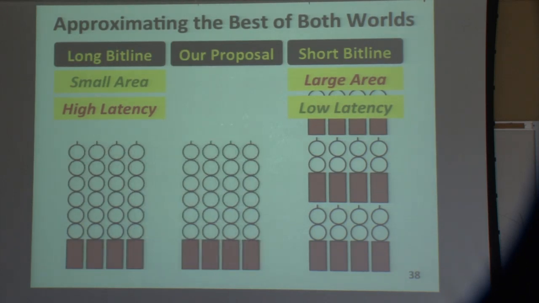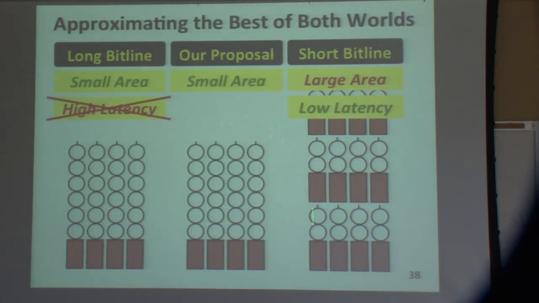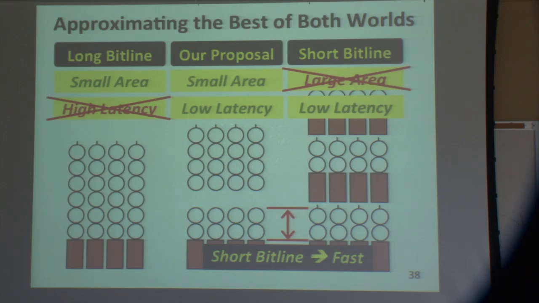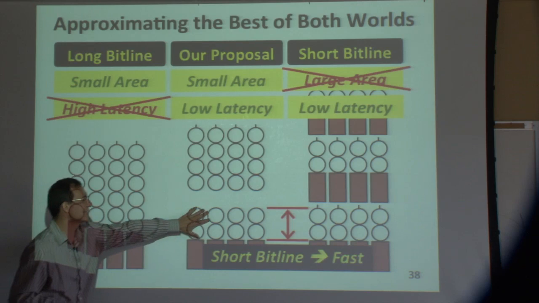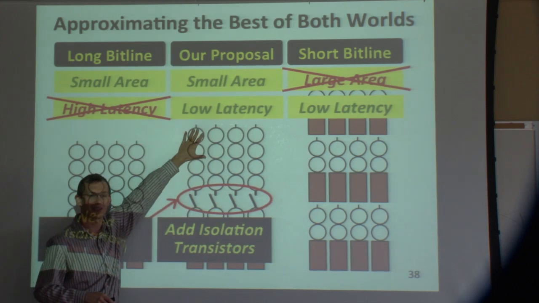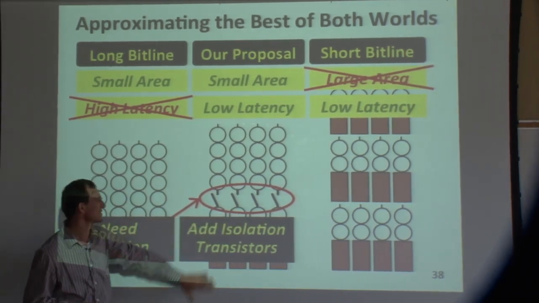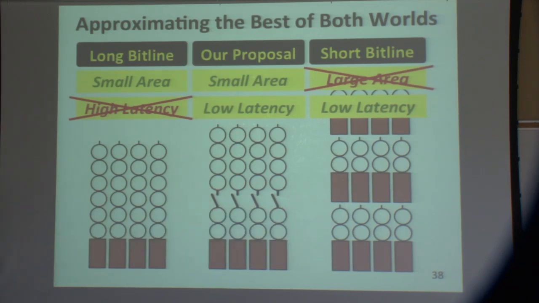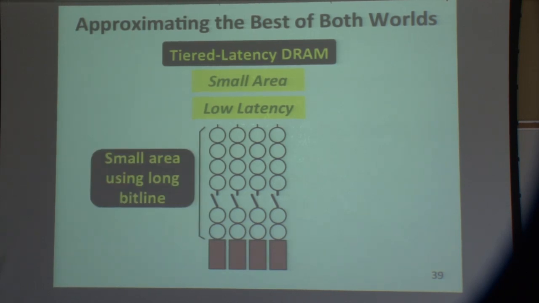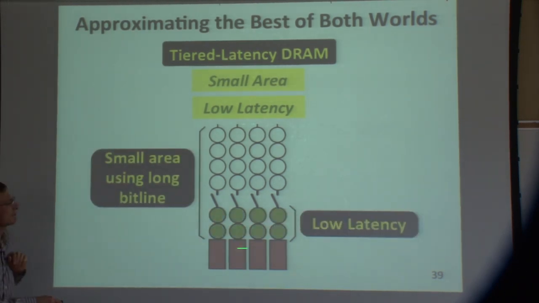We'd like to start with the long bit line architecture to get the small area, but how do you actually create low latency in this? The idea is to create an area inside that long bit line architecture that has low latency, a small area that looks like short bit lines. And how do you do that? By isolating the short bit line part from the rest of the long bit line. That's the idea: adding isolation transistors to separate two areas in a long bit line architecture. That's called Tiered-Latency DRAM. You get small area using long bit lines, but low latency by isolating a short bit line portion of that long bit line architecture. And this is a heterogeneous architecture, right?